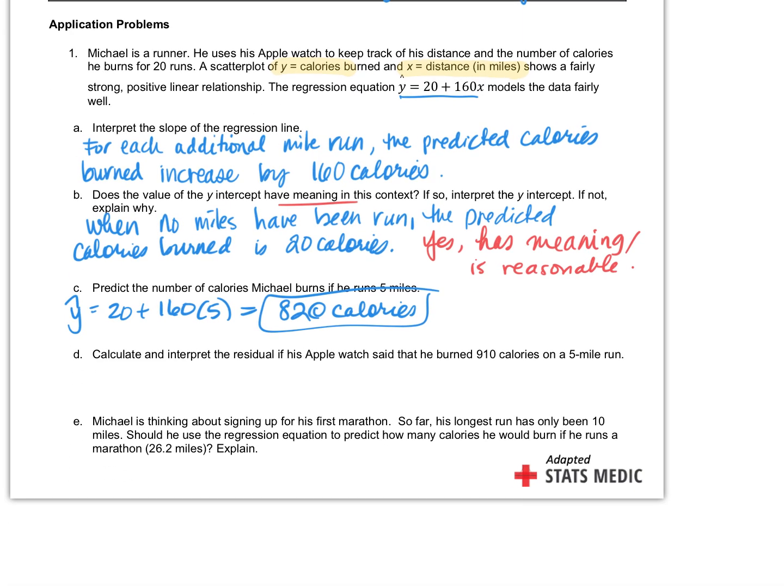D says, calculate and interpret the residual, if his Apple Watch said that he burned 910 calories on a 5-mile run. So residual, remember, is always the actual minus the predicted. So which of my numbers here, I have 910, which one's the actual? 910 is the actual. The predicted is what we just did right here, isn't it? And thankfully, usually they put those in order for you, so you've already done the work. So actual would be 910 minus 820. Was that 90? 90 calories difference. So then I have to do the interpret piece.